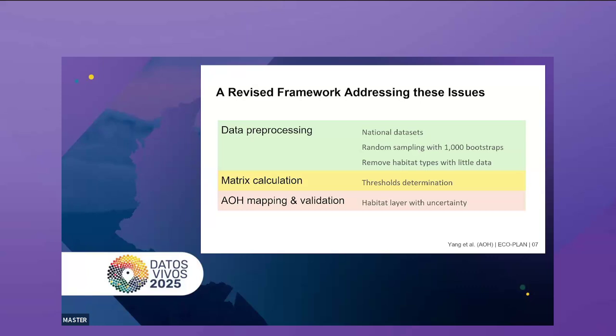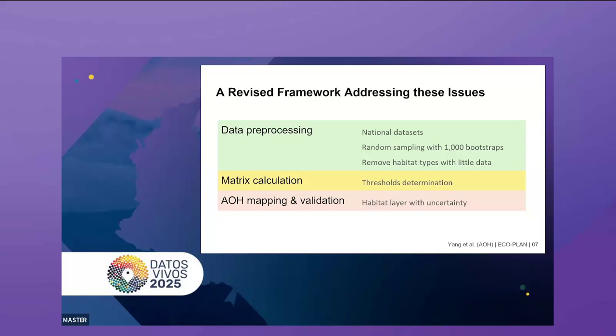Based on that spirit, we developed a revised framework with changes. In the data processing process, instead of using a global data set, we use a national data set. And instead of selecting only one random subset, we selected 1,000 different subsets and ran the analysis 1,000 times to see if results are consistent or not. We also removed habitat types with little data to avoid the influence of data imbalance on our model results.